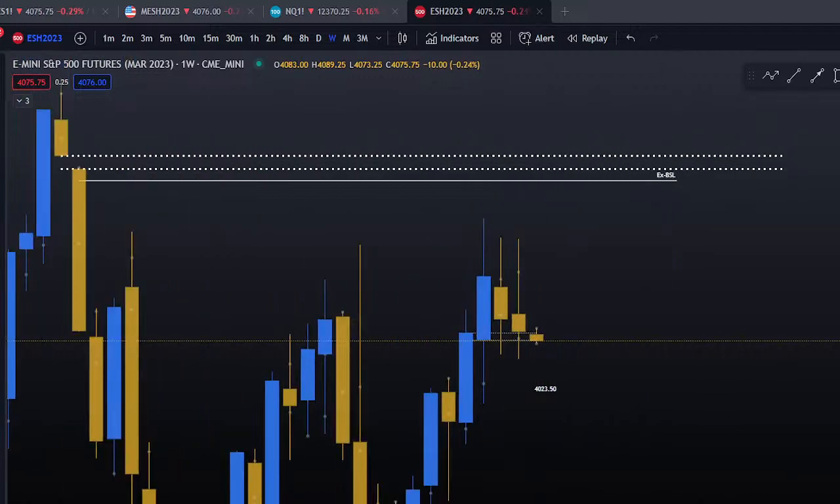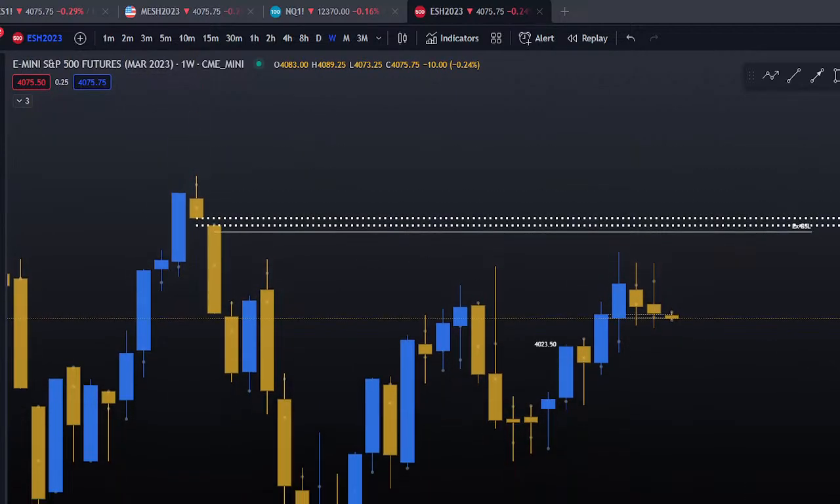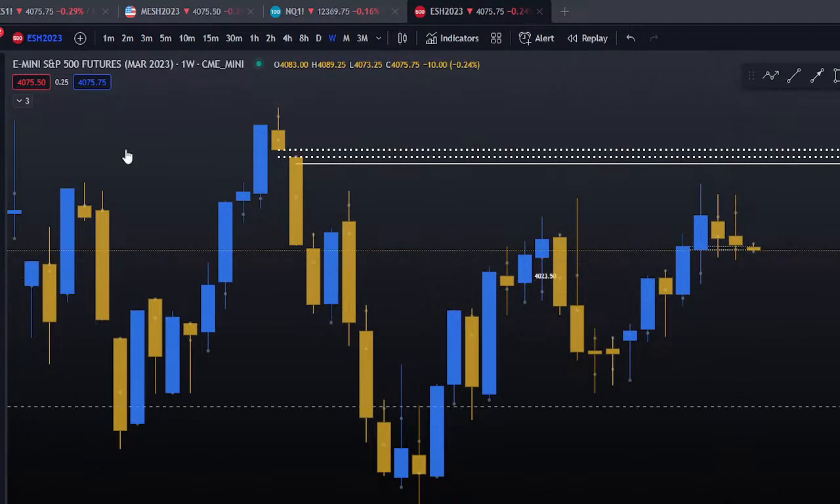So here we are on the weekly. This is where we're trading in. This is a price void on the weekly, so we want to pay attention to this.